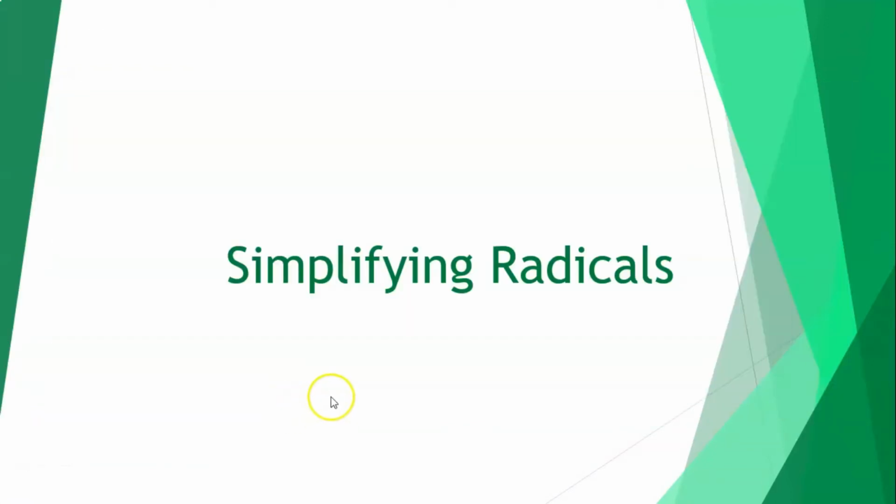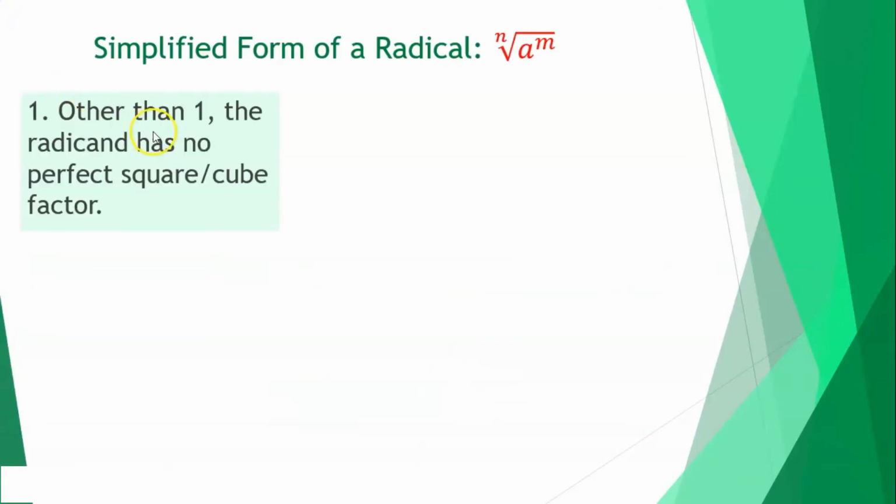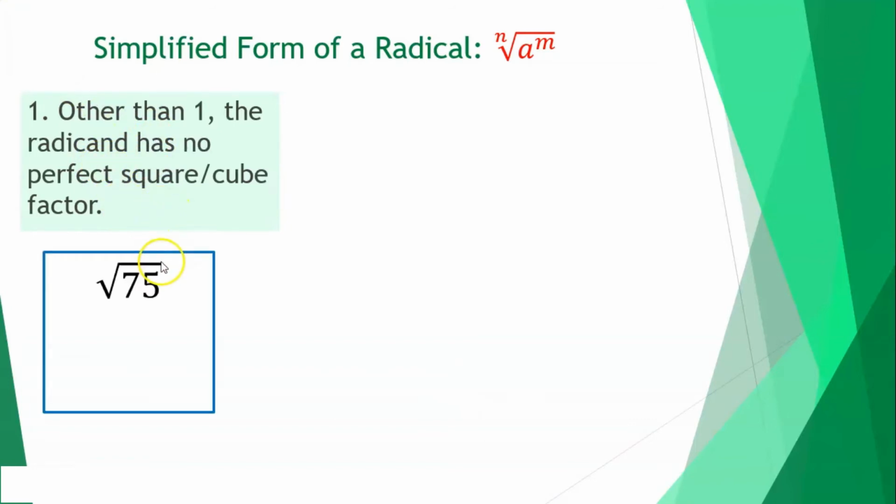Now, in simplifying radicals, there are 4 things that you need to consider. Number 1, other than 1, the radicand has no perfect square or perfect cube factor. So, for example, square root of 75, you can still rewrite this to the lowest term by rewriting 75 as 25 times 3, getting the square root of 25. So, the lowest term for this would be 5 square root of 3.